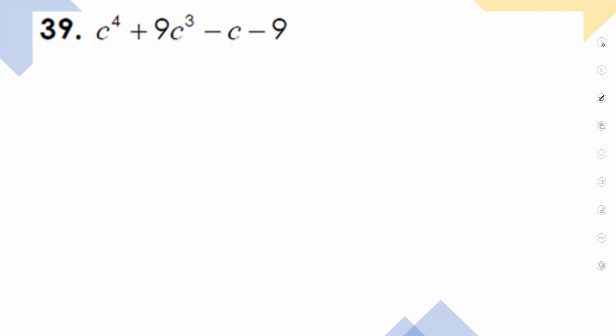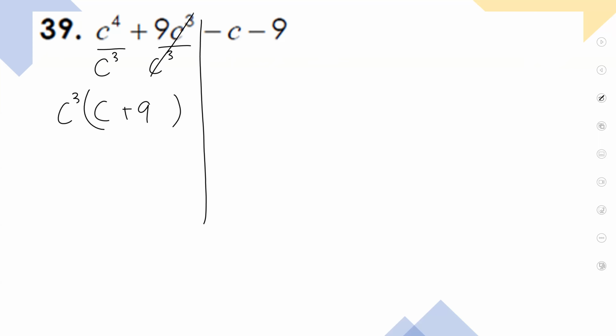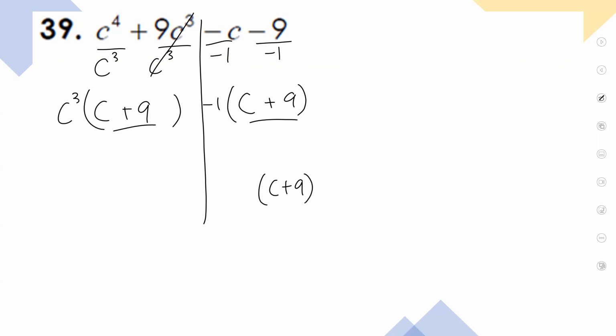Here's this one. These both can be divided by a negative 1. So this will be C plus 9. These match, so we did it correctly. So my factors, one will be C plus 9. The other one is what's on the outside. So the other one is C cubed minus 1.